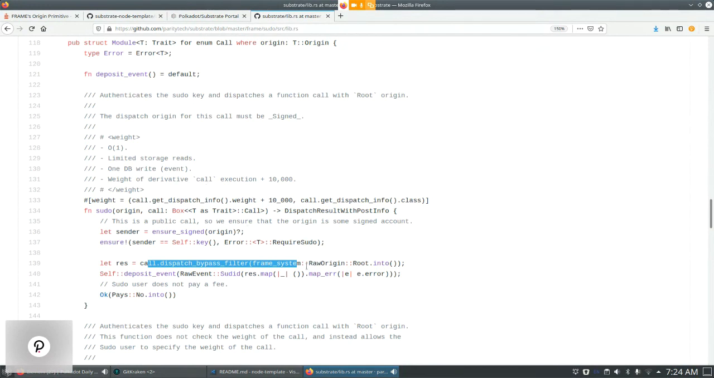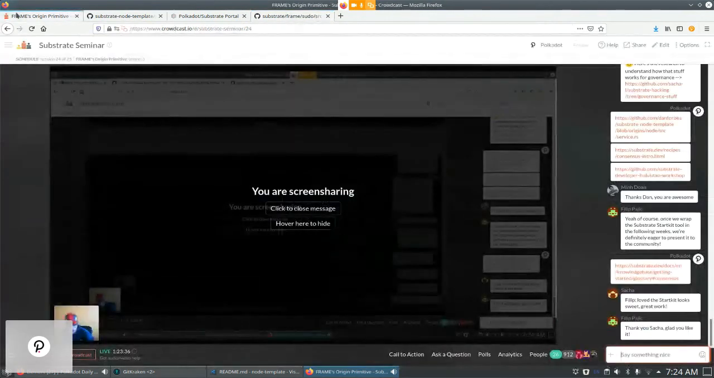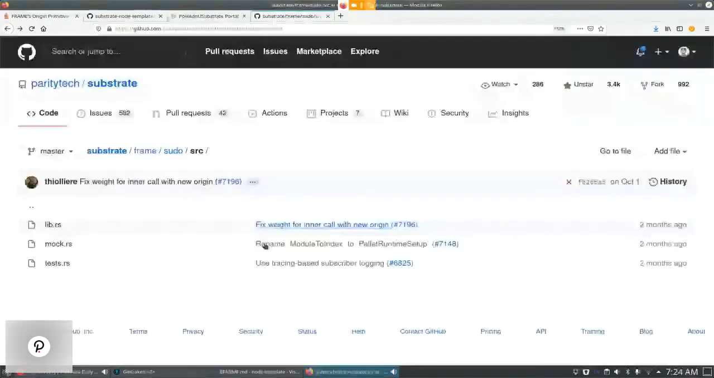The only difference is that we're dispatching as the frame system raw origin root, so that this kind of system level origin, as opposed to the custom Dumbo origin. So that is that. Okay, cool question.